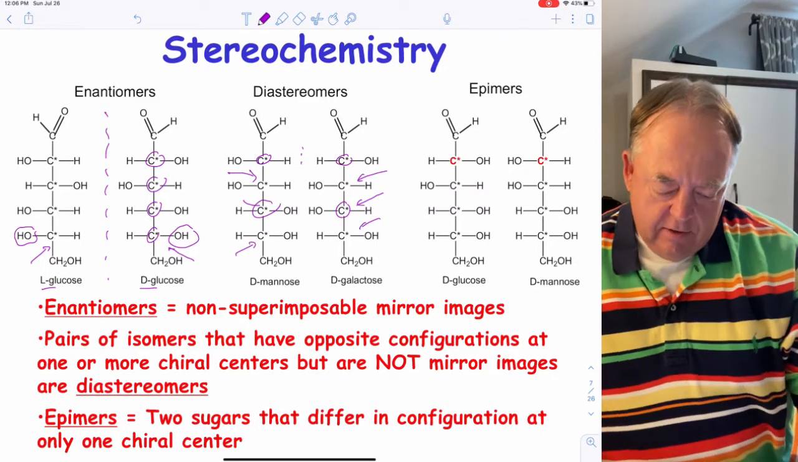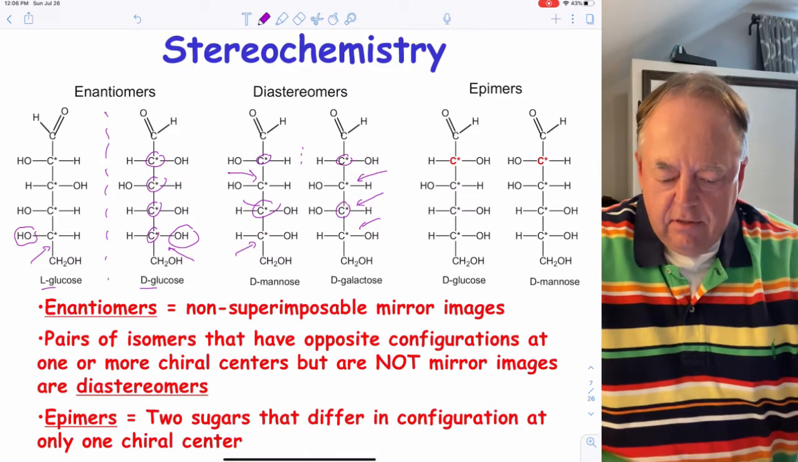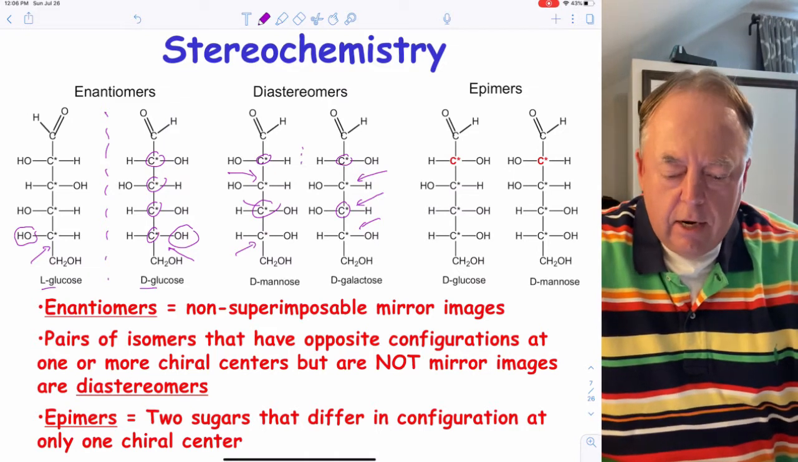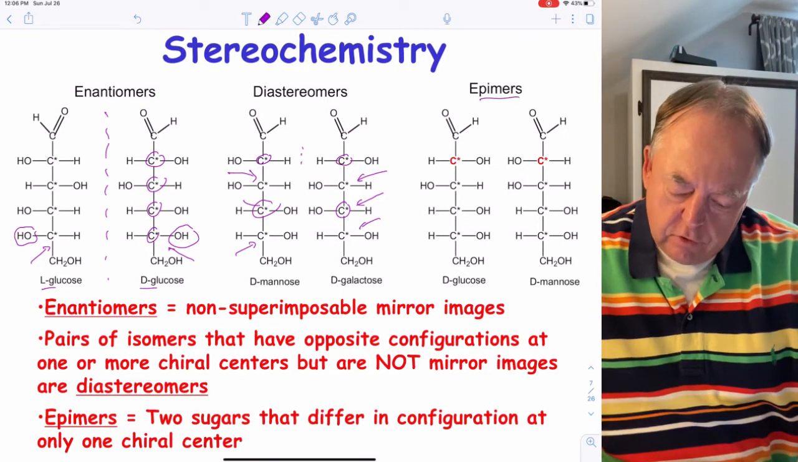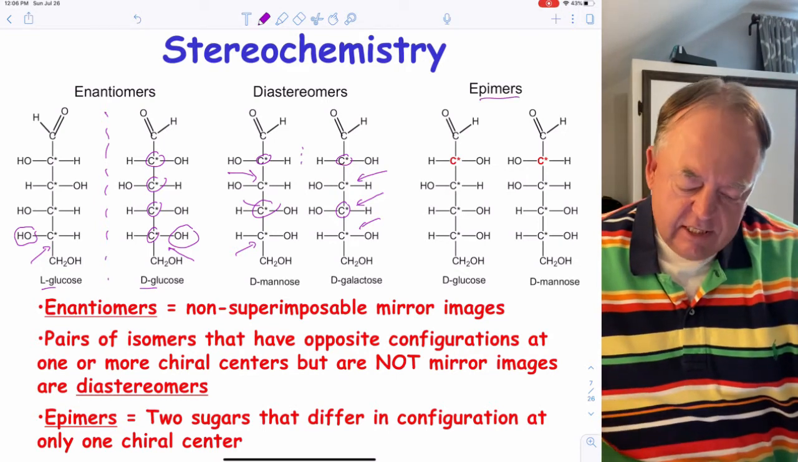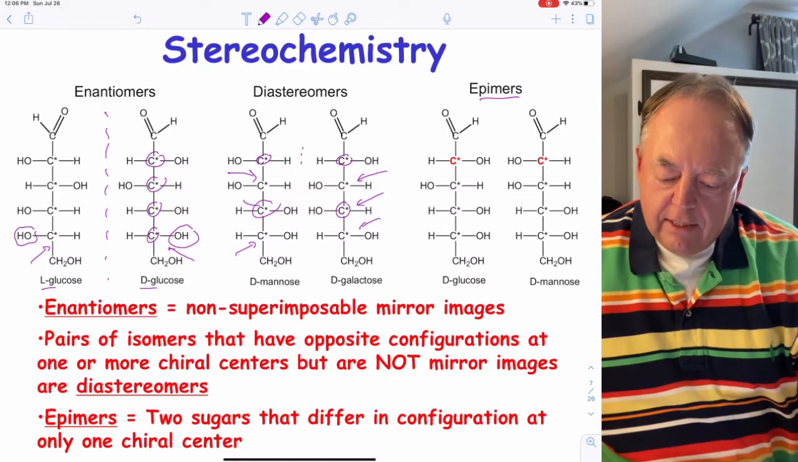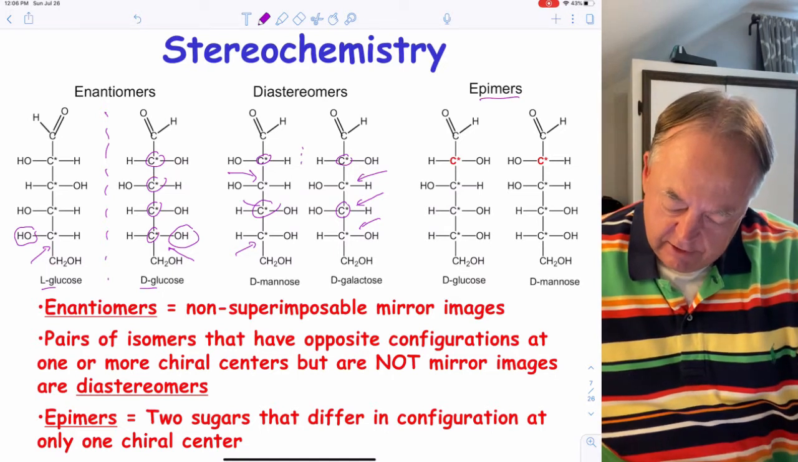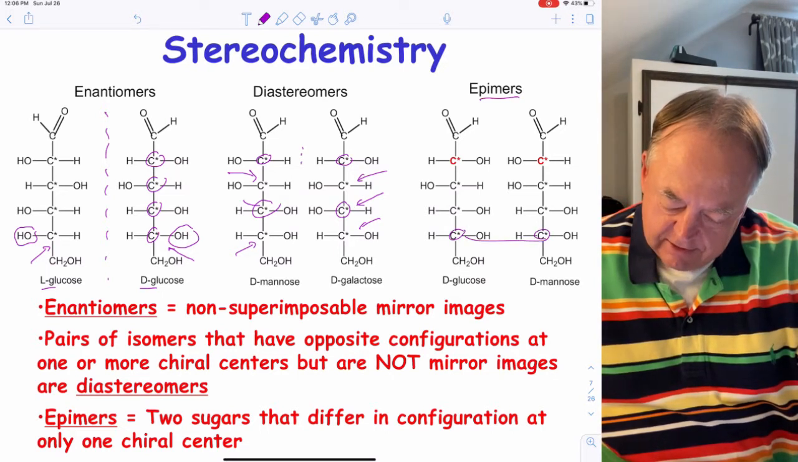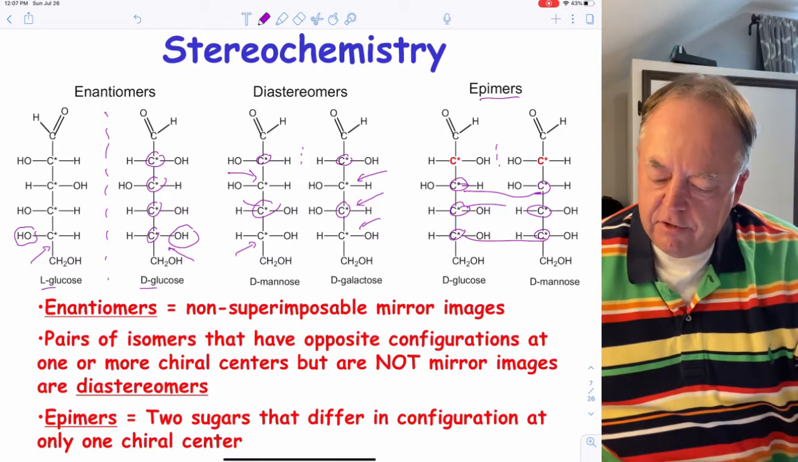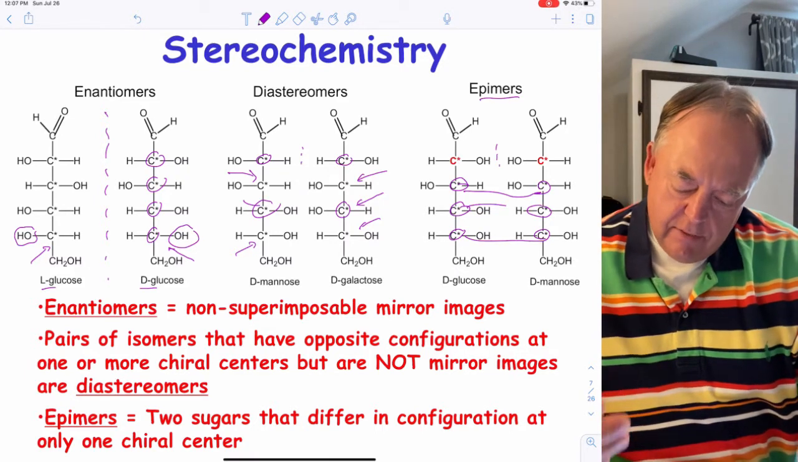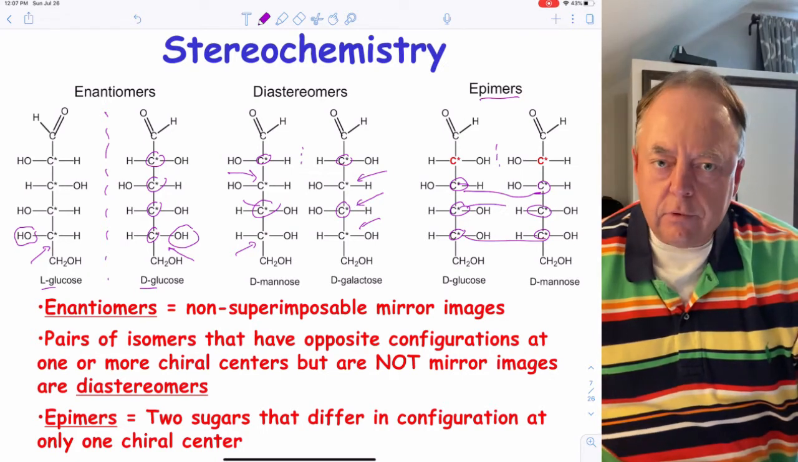So if one of the chiral carbons is opposite and the rest are not, then they're not enantiomers, so they're diastereomers. Another term to know is epimers. Epimers are stereoisomers that differ in only one chiral center. You can see that here they're the same, that's the same, that's the same, that's the same, but those are opposite. So they differ in one chiral center. It does not matter where the chiral center is, but if they only differ in one chiral center, they're epimers of each other.